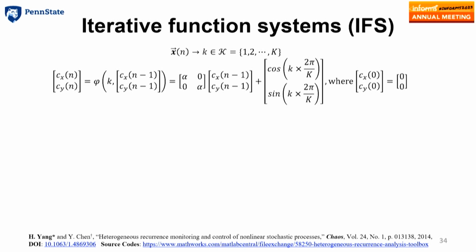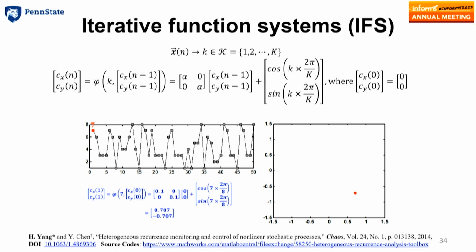And then we do a little bit of shift of the previous address, and also plus the area that they are, sine and cosine, so that we can have a circular diagram. So the initial address is 0, 0. Let's have a look at this example. In the y-axis, you see here we have 1, 2, 3, 4, 5, 6 to 8. We have 8 areas or 8 regions in the state space.